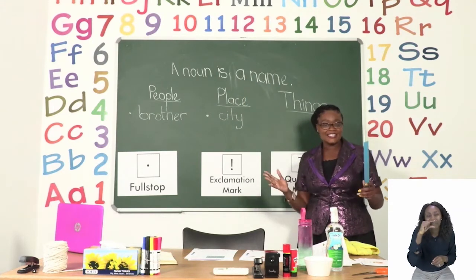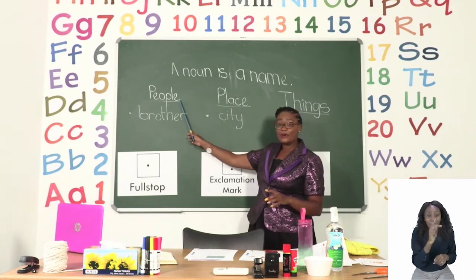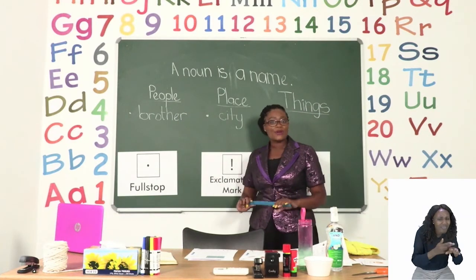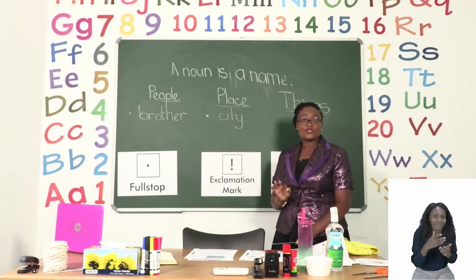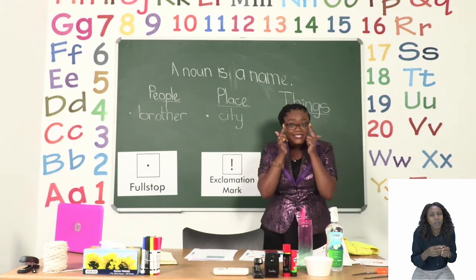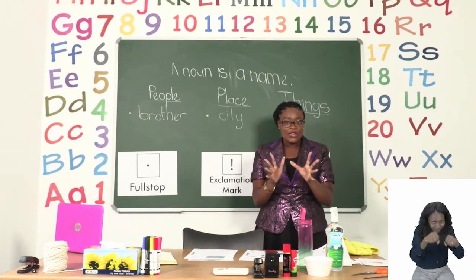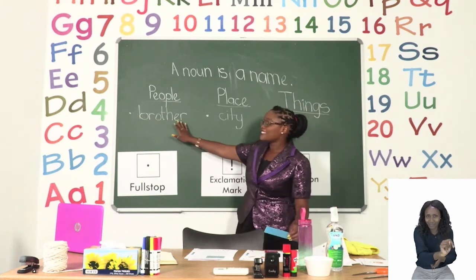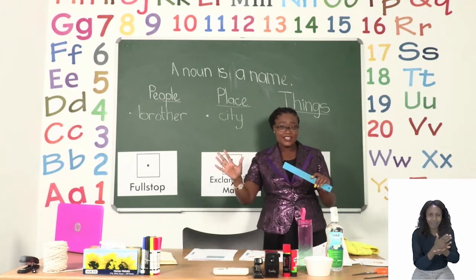A noun is a name. Now it can be a name of a person or people. For example, brother. Brother is a name. Now remember, most nouns, you need to be able to see them or touch them. That's how we know that this is a noun. So we can see a person that we call a brother and we can touch them.